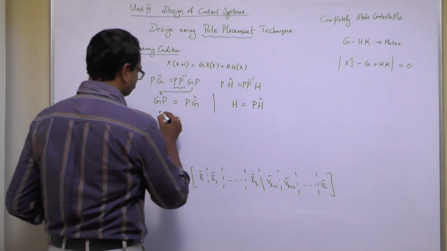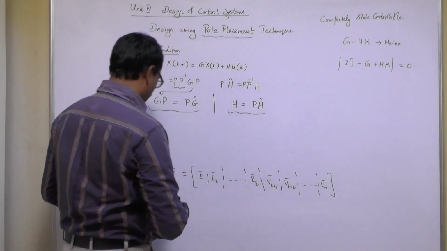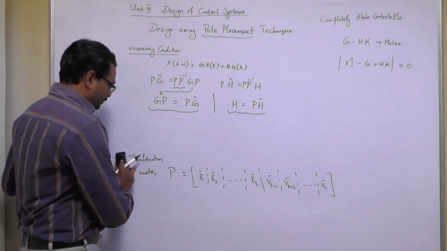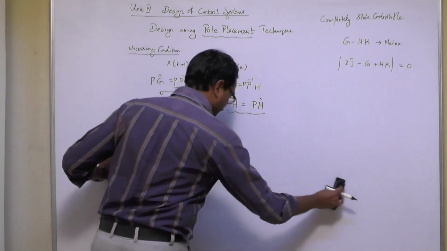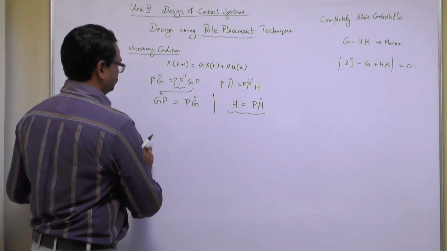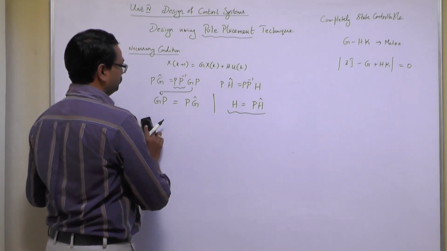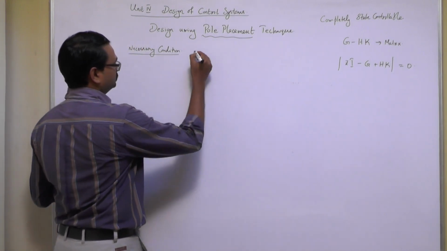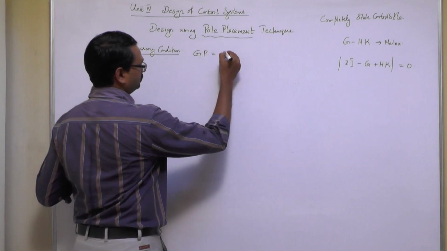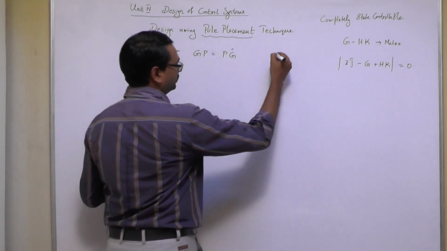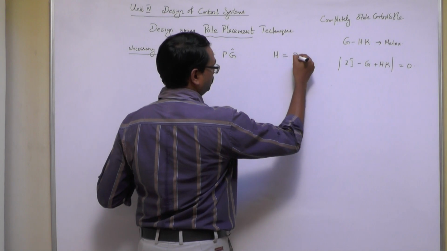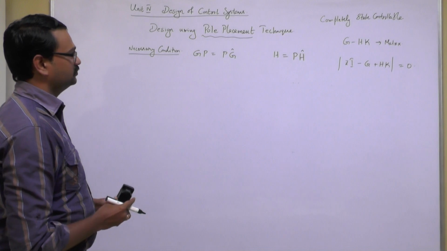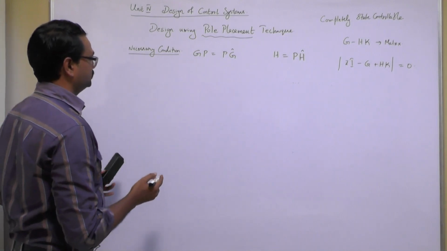Now we will work on these two equations separately. Now remember, P is this matrix. Now G P is equal to P G cap from this equation, and H is equal to P H cap. Now what G cap is, is what we are going to find out here from this equation.